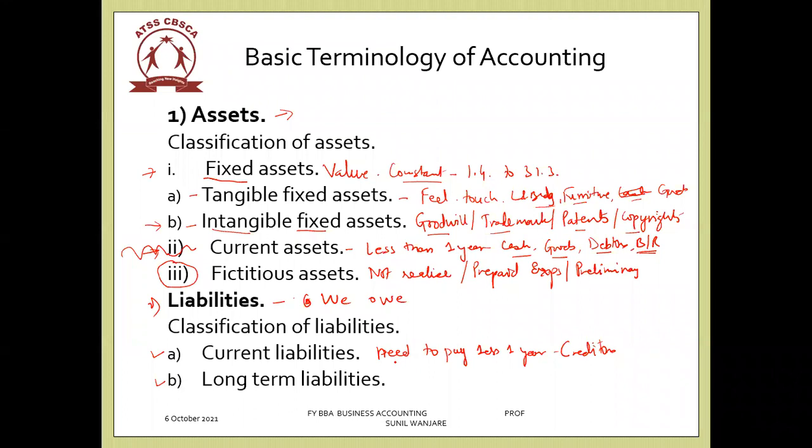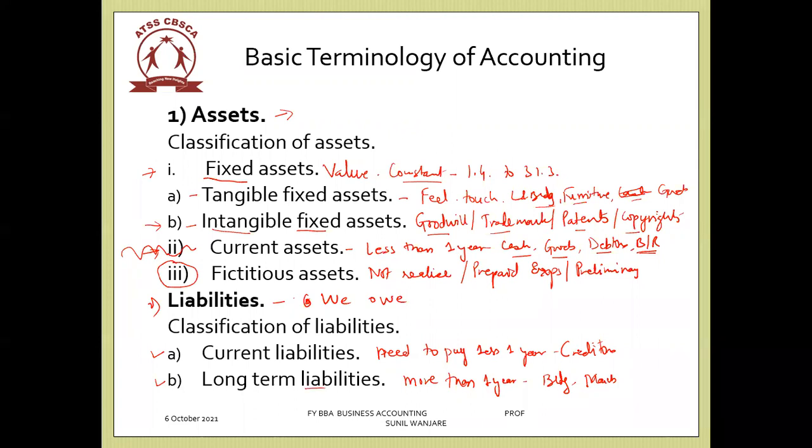Then long-term liabilities. It is something we can pay after more than 1 year. So what is a long-term liability? You have taken a loan from a bank to construct a factory building, which you have to repay after 5 years, or you have purchased machinery which you have to pay for within a time span of 5 years. That is a long-term liability. Any amount that we owe and can pay after more than 1 year, up to 5 years or 10 years maybe, is termed a long-term liability.